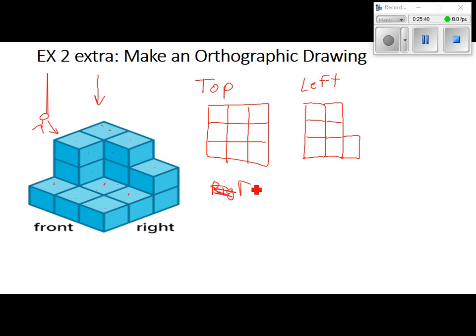I think that they usually do the front first. Front view, that's if I'm standing over here on the front, looking at it this way. So I see 1, 2, 3. Then here I see 1, 2, 3. And then if I'm looking down this row, I see 1, 2.